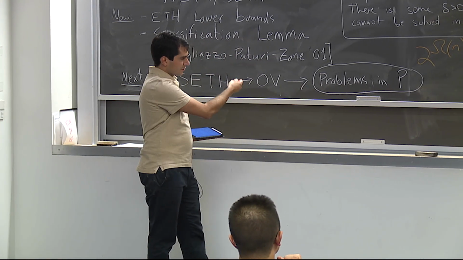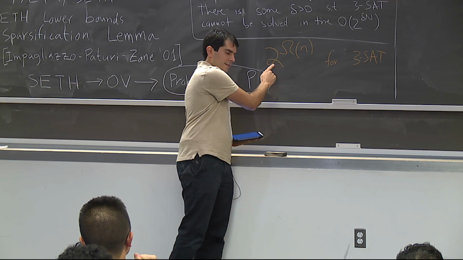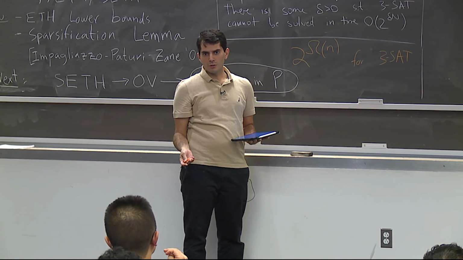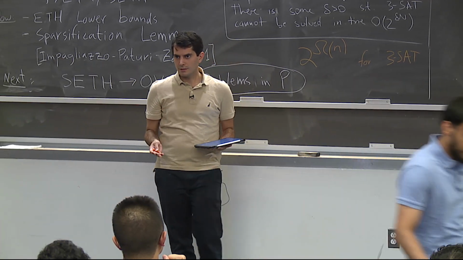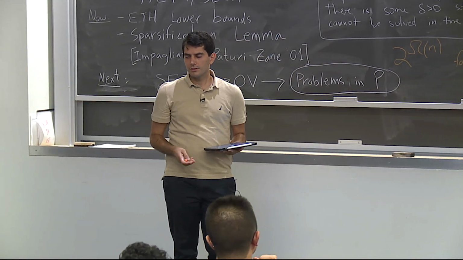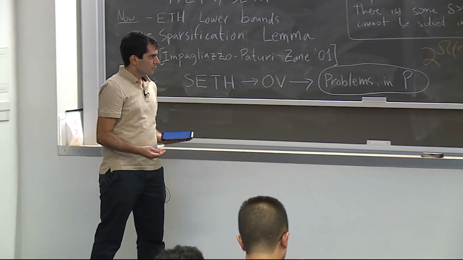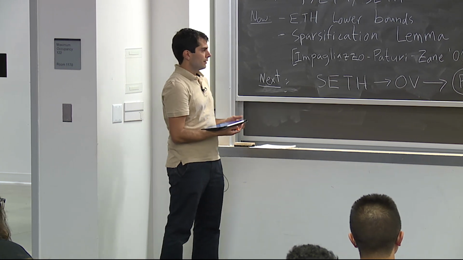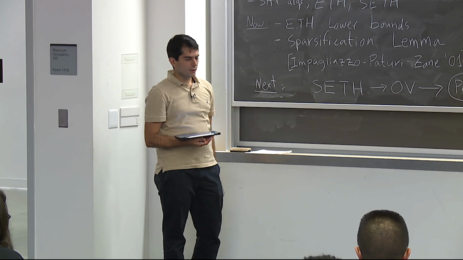But what is cool, which I'll try to show you now, is that ETH is very powerful because it gives this kind of lower bound for pretty much every NP-complete problem that you know. All the famous NP-complete problems, you will get such lower bounds assuming ETH. So that's kind of satisfying. And that's what I want to show you. And actually, the main tool that will allow this is the sparsification lemma. So I'm going to tell you about it.